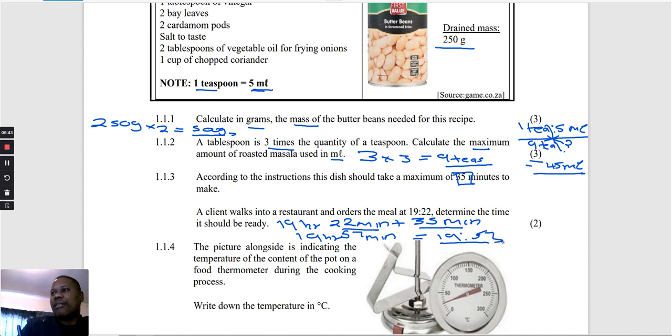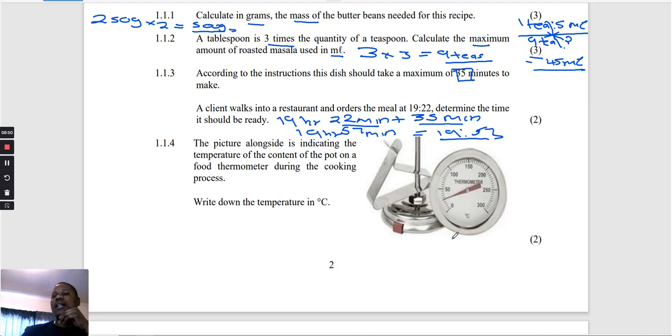The hours did not change, but the minutes have changed. Okay. The picture alongside is indicating the temperature of the content of the pot on the food thermometer during the cooking process. Write down the temperature in degrees Celsius.